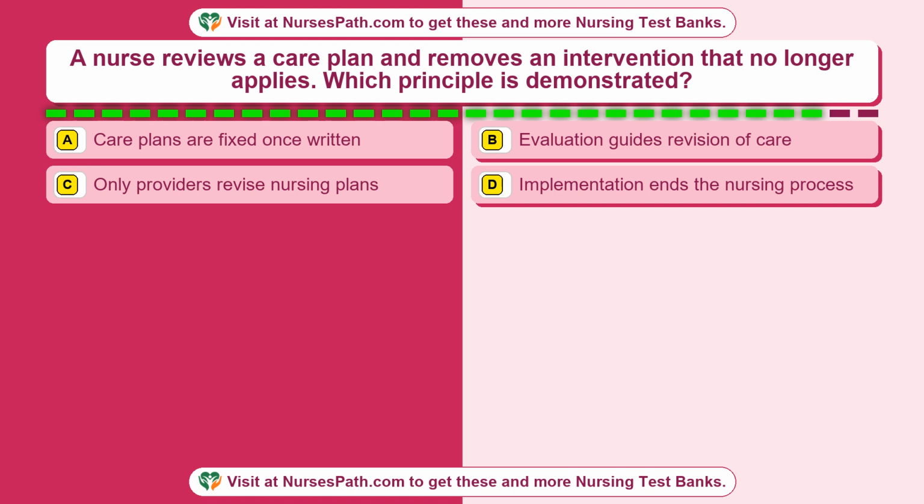Question 15. A nurse reviews a care plan and removes an intervention that no longer applies. Which principle is demonstrated? Option A, care plans are fixed once written. Option B, evaluation guides revision of care. Option C, only providers revise nursing plans. Option D, implementation ends the nursing process.